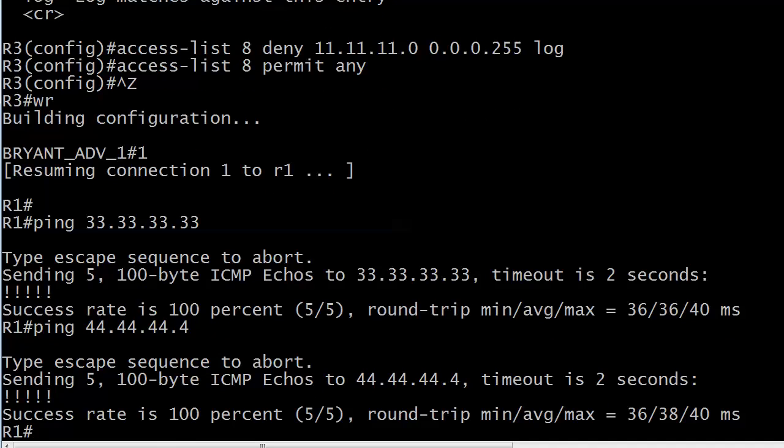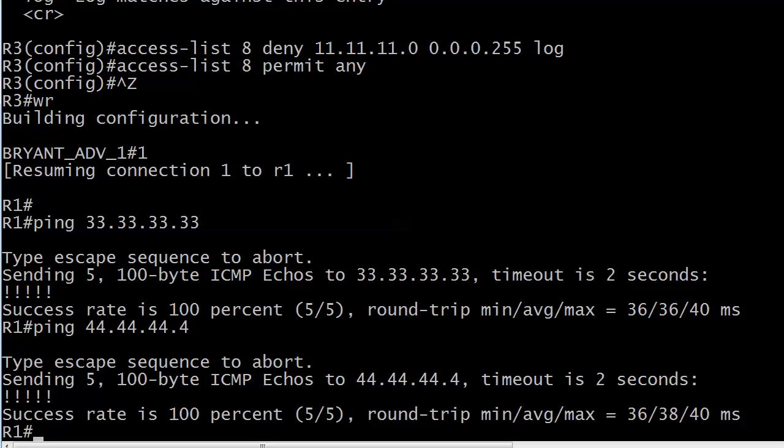Let's do some troubleshooting. What's the problem? I have the ACL written. I'm denying the right network. And what did I not do? Troubleshooting isn't always noting what got done. It's also noting what didn't get done. We didn't apply it to the interface.